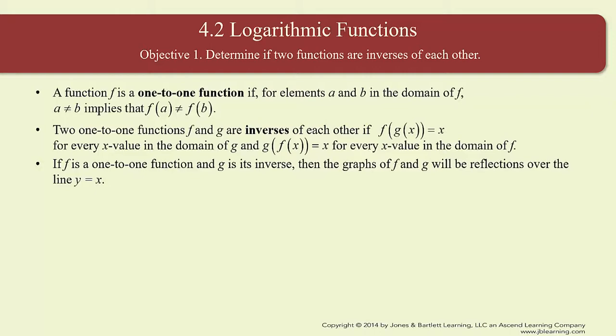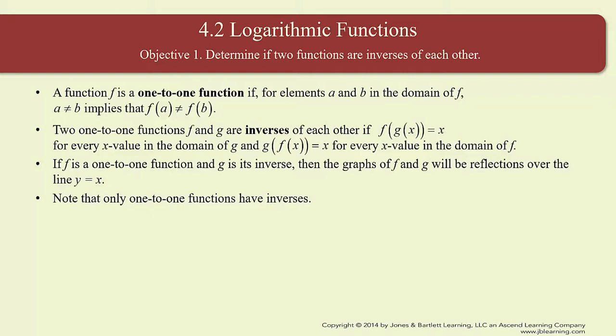So if f is a one-to-one function and g is its inverse, the thing that's kind of neat is that the graphs of f and g are going to be reflections over the line y equals x. So they're symmetric. The graph of a function and its inverse function are symmetric about the line y equals x. And again, all of this should be reviewed from college algebra. Final review topic is only one-to-one functions have inverse functions.